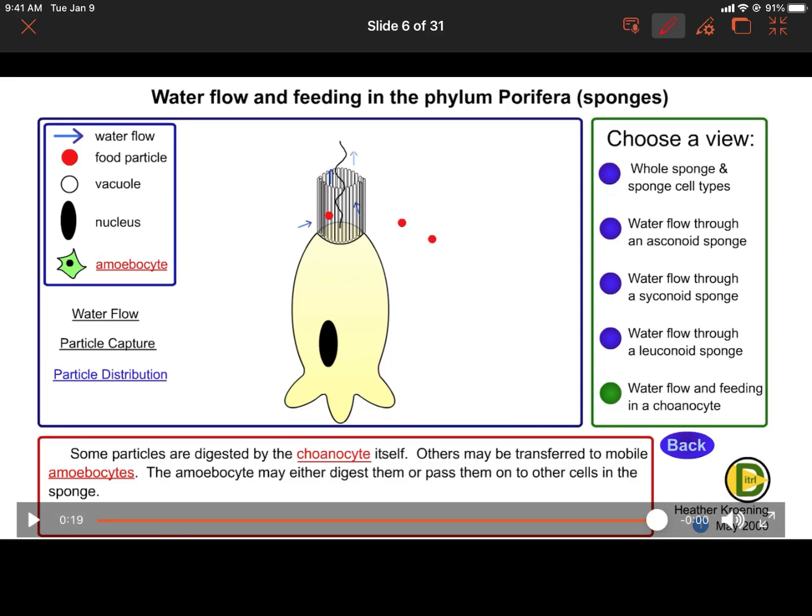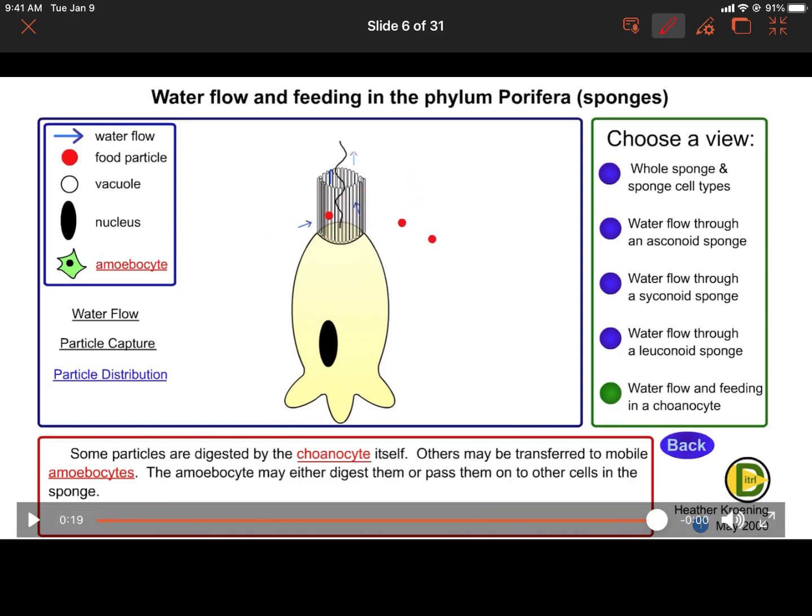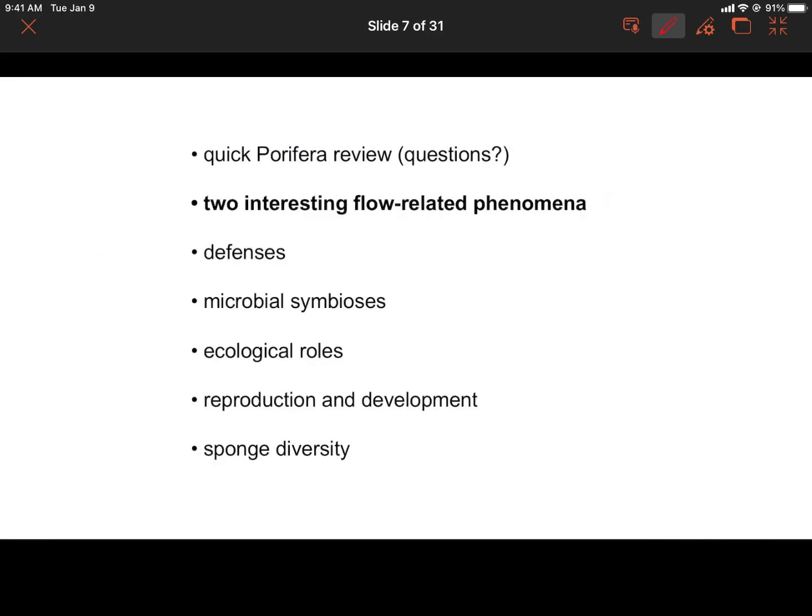Okay, let's talk about a few more topics. I want to talk about two phenomena related to flow, like we just talked about, flow through sponges. We just covered the basics. Sponges really are basically active plumbing systems, and there's a bunch of interesting topics related to how they generate flow through their bodies. So let's talk about two of those.